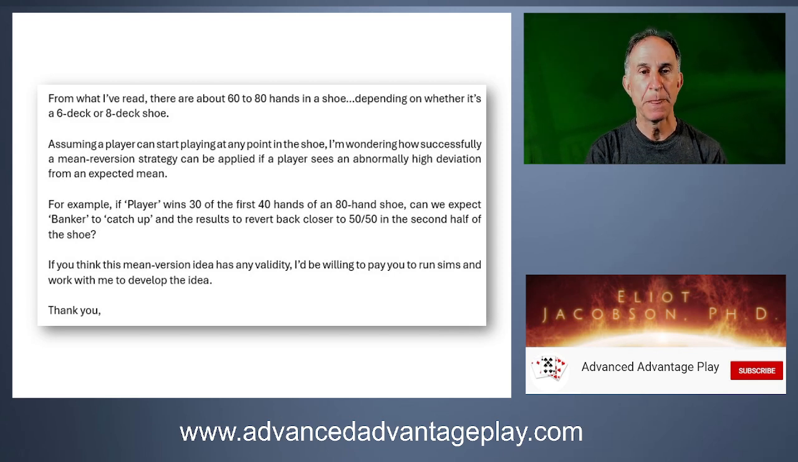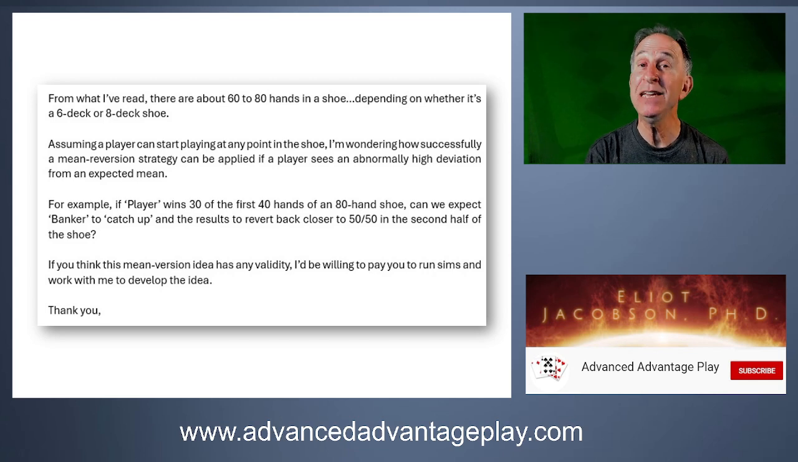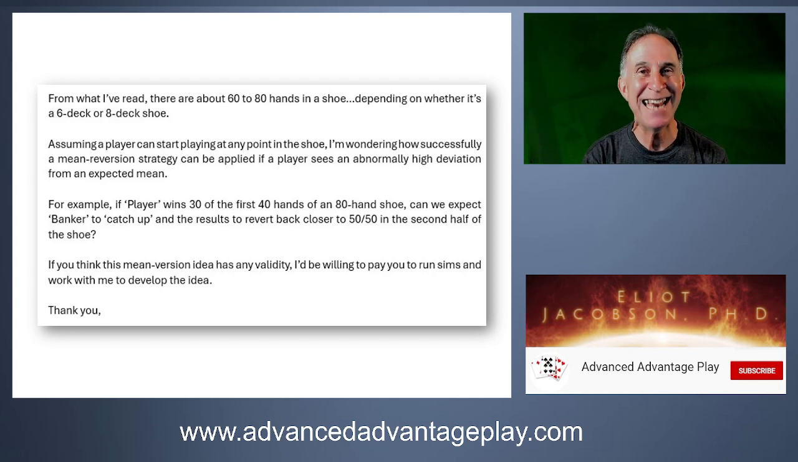And he goes on. "From what I've read, there are about 60 to 80 hands in a shoe, depending on whether it's a 6-deck or 8-deck shoe. In an 8-deck shoe, there's typically 82 hands on average if you have a cut card at 14 cards, but we're going to go with 80 hands. It'll make the math easier. Assuming a player can start playing at any point in the shoe, I'm wondering how successfully a mean reversion strategy can be applied if a player sees an abnormally high deviation from an expected mean. For example, if player wins 30 of the first 40 hands of an 80-hand shoe, can we expect banker to catch up and the results to revert back closer to 50-50 in the second half of the shoe?"